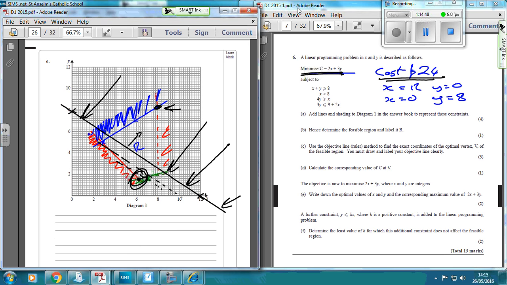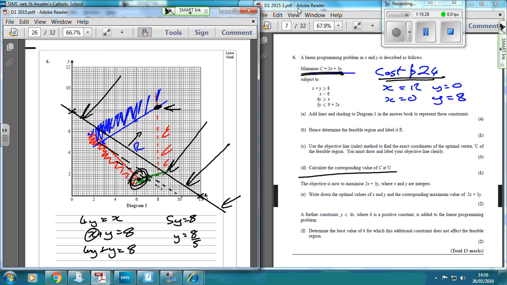Calculate the corresponding value of C at V. So what we need to do, before we do that for part C, is work out what that coordinate is. That coordinate was where my line 4y equals x and my line x plus y equals 8 met. So I solve this simultaneously. My value of x is the same as 4y, so if I substitute x as 4y, 4y plus y equals 8. So 5y equals 8. So y equals 8 over 5.